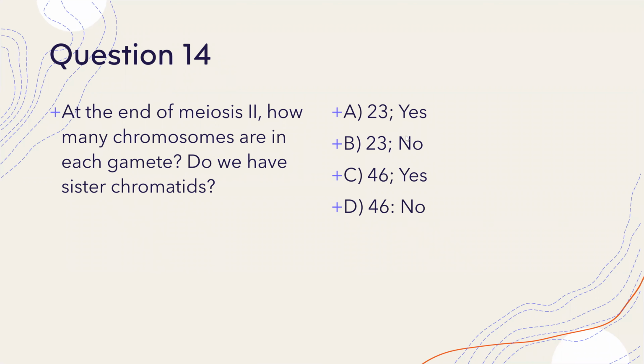Yes, perfect. A is at the end of meiosis 1, since we have an N ploidy, but we also have sister chromatids in the daughter cell.